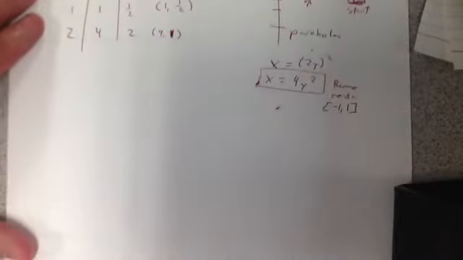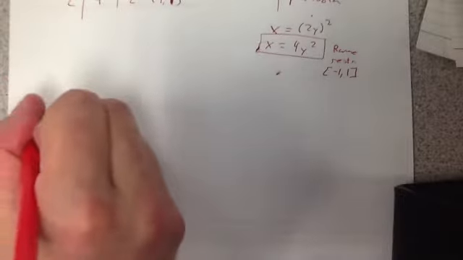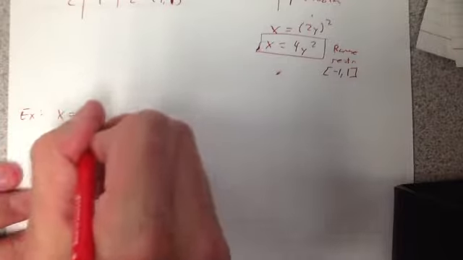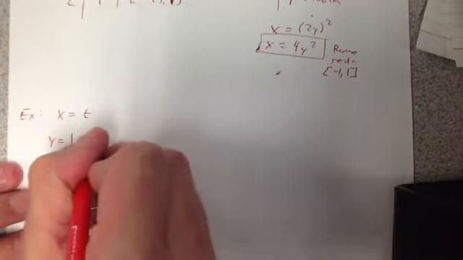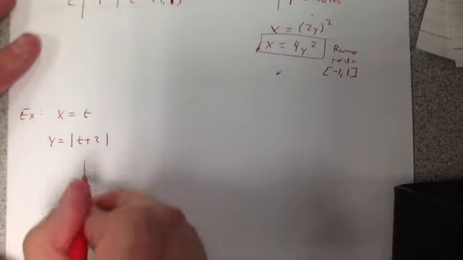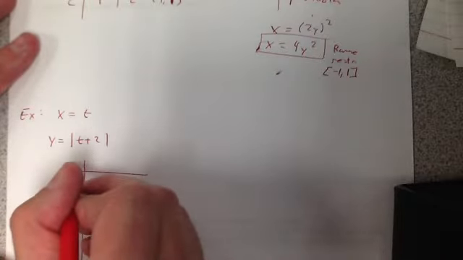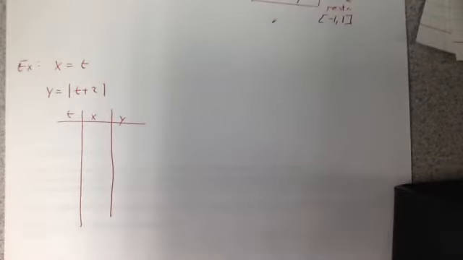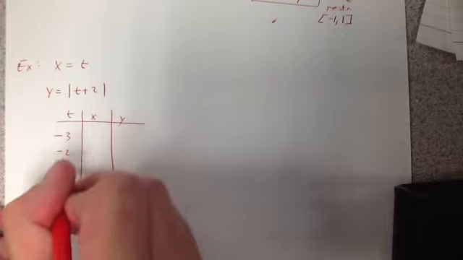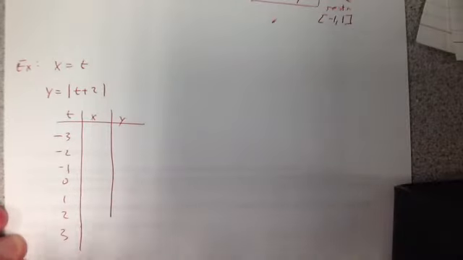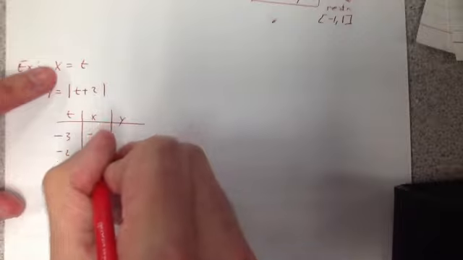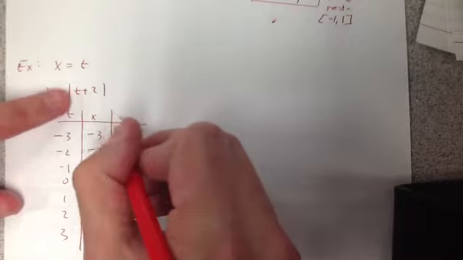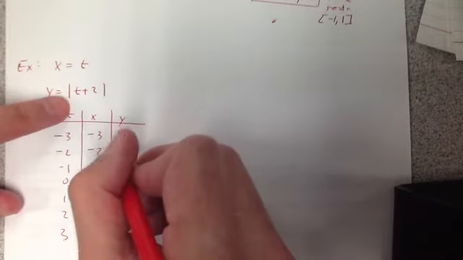All right, let's take a look at one last example here, okay? One last example, and that's with absolute value. X equals t, y equals the absolute value of t plus 2. Okay, so if we try this one, make your table, t, x, and y. Let's go from negative 3 to 3. Plugging these in, that's easy. The x's, easy, don't miss those. Plug in the y's, negative 3 plus 2, that becomes a 1 because absolute value.